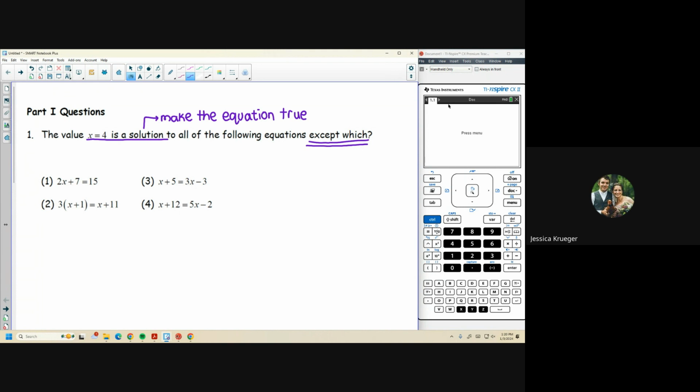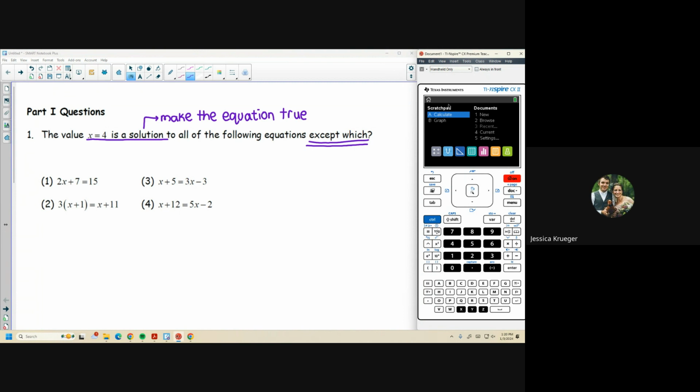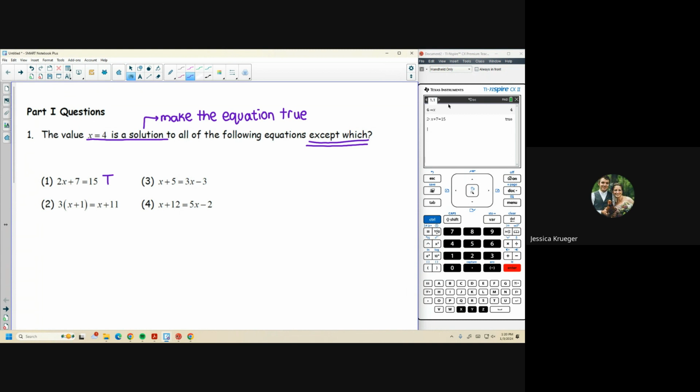Okay. So the first thing I'm going to do is use my calculator to figure out if x equals 4 is the solution. So if I go to my calculator, I'm going to open a new document, add a calculator page, and the first thing I'm going to do is store 4 as x. The next thing I'm going to do is type in the first equation, 2x plus 7 equals 15. If I hit enter, I see that that is true. So I'm going to put a T next to this equation.